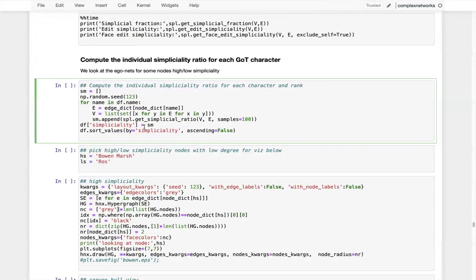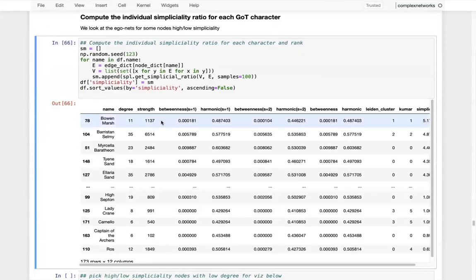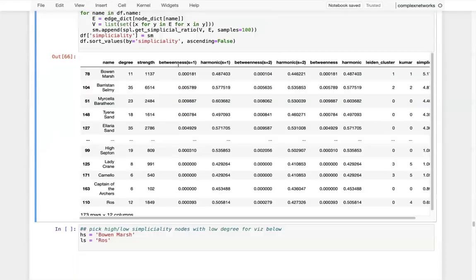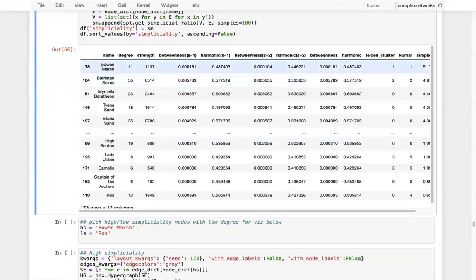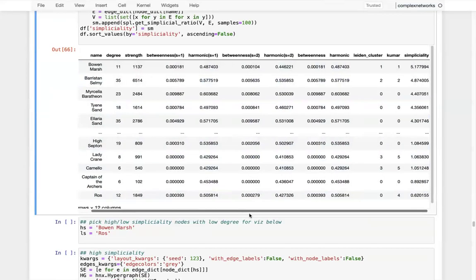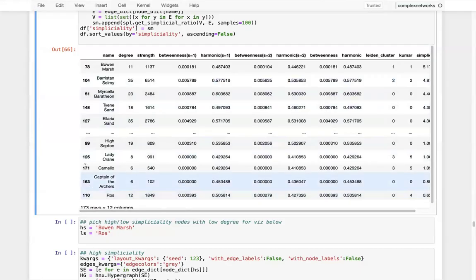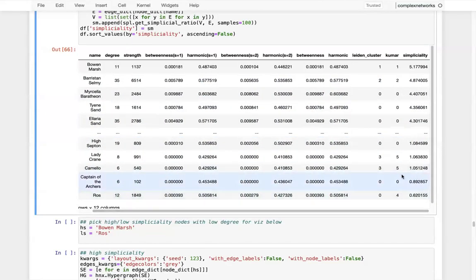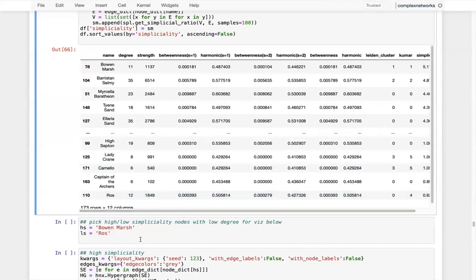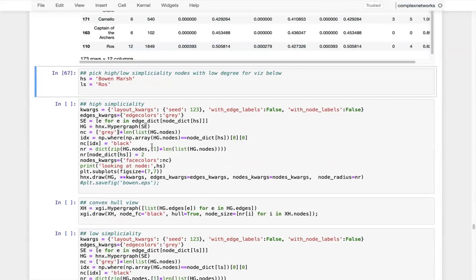We can also compute the individual simpliciality by looking at the ego net for each of the vertices. If we do that and rank the characters with respect to their individual or ego net simpliciality, you see that there are some characters with pretty high simpliciality, and there are some characters at the bottom of our data frame that actually have less than 1 in terms of simpliciality. So we're going to look at a high simpliciality and a low simpliciality example.